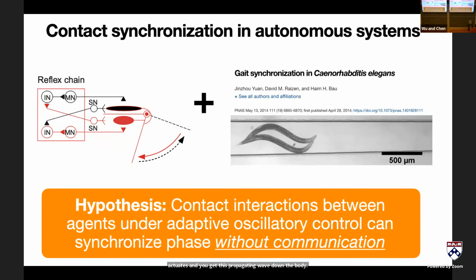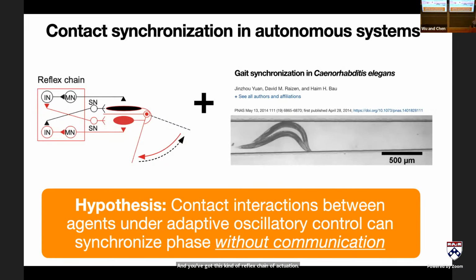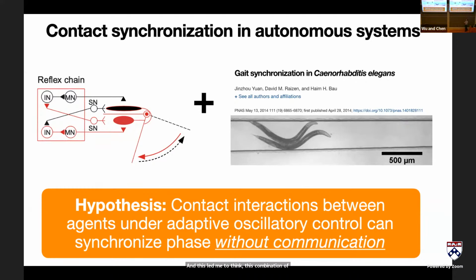And this led me to think this combination of generation of undulatory gaits purely through local feedback within the body and contact interactions, and only contact interactions, might yield some interesting opportunities for robotics to synchronize their behavior without communication. So very specifically, without ever talking to each other whatsoever.